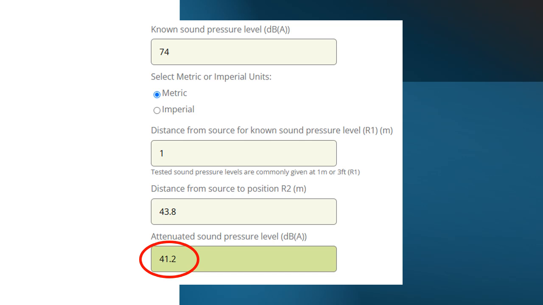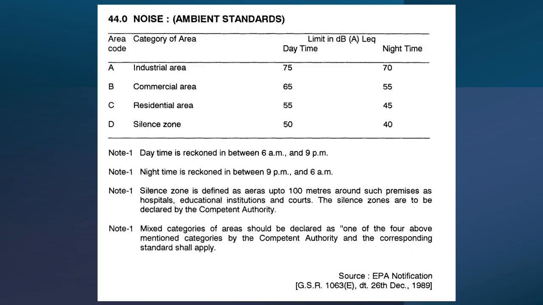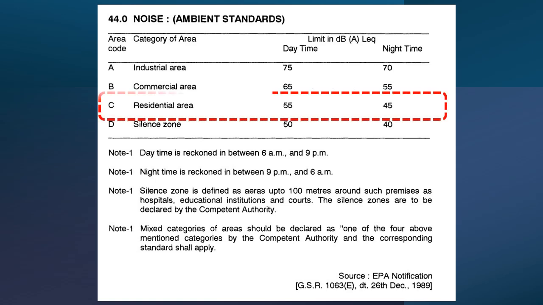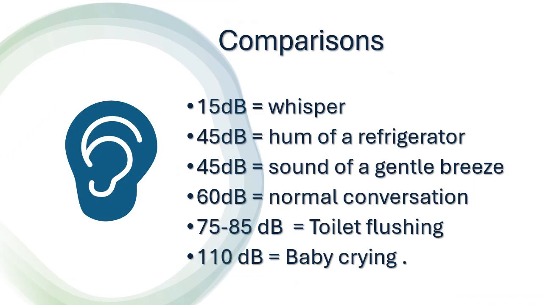Now what you are seeing on the screen is the government notification specifying the limits for various areas. For residential areas, the limit is 55 decibels during daytime and 45 decibels during nighttime. Nighttime being 9 p.m. to 6 a.m. the following morning. Many a times these figures can be confusing.